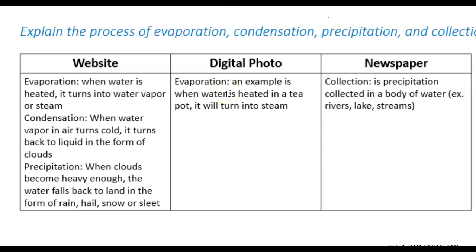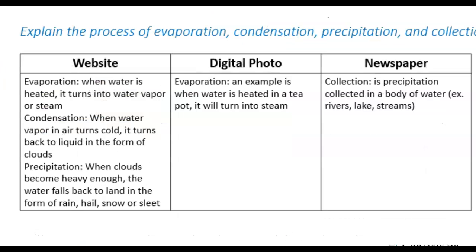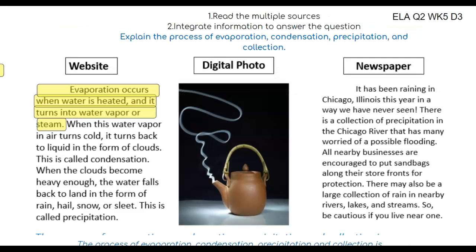Then go to the digital photo. This photo here, you can see what's going on, but there are no words. What can you pull from that? Well, the example here is evaporation. This is an example of when water is heated in a teapot, it'll turn into steam. So this picture gives you information. It's a different source. It's just the picture, but that shows more as far as an image what's going on. So maybe something you read is hard to visualize. If you have pictures or videos, that's another source that will help you out.